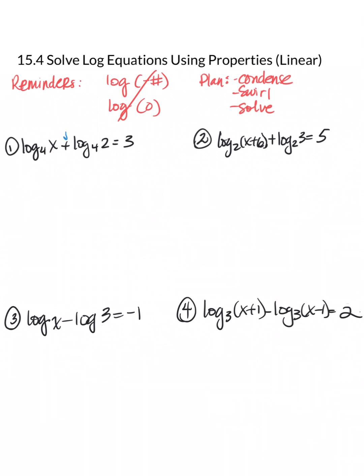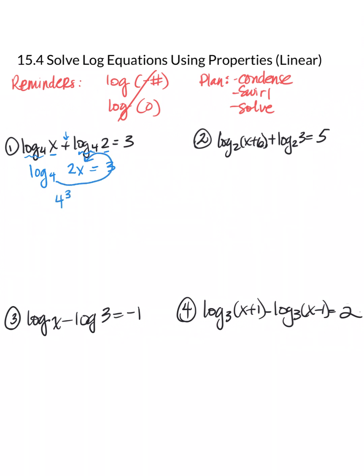Notice the plus sign means I'm going to use my product rule. I'm going to write it as a single logarithm, log base 4, since they both have a log base 4. And then I'm going to multiply these two together. So it's going to be 2x equals 3. So we've condensed. Now we need to swirl. So we'll swirl it out.